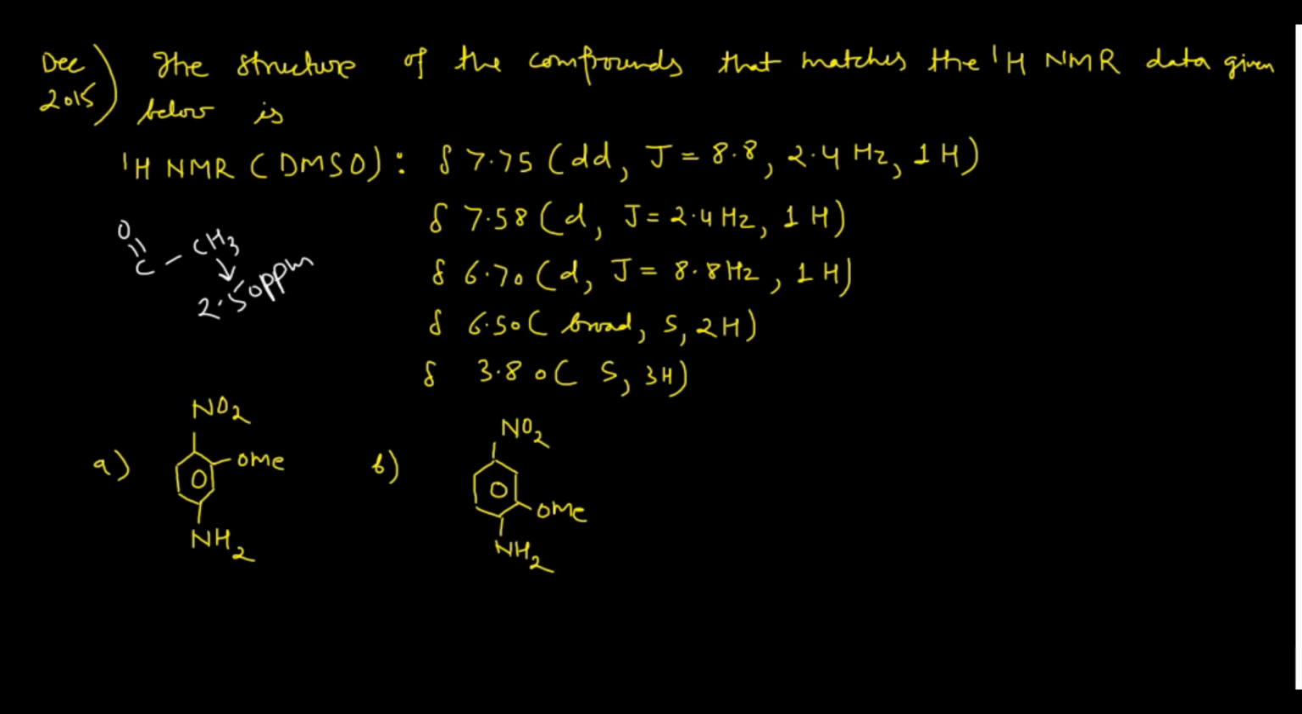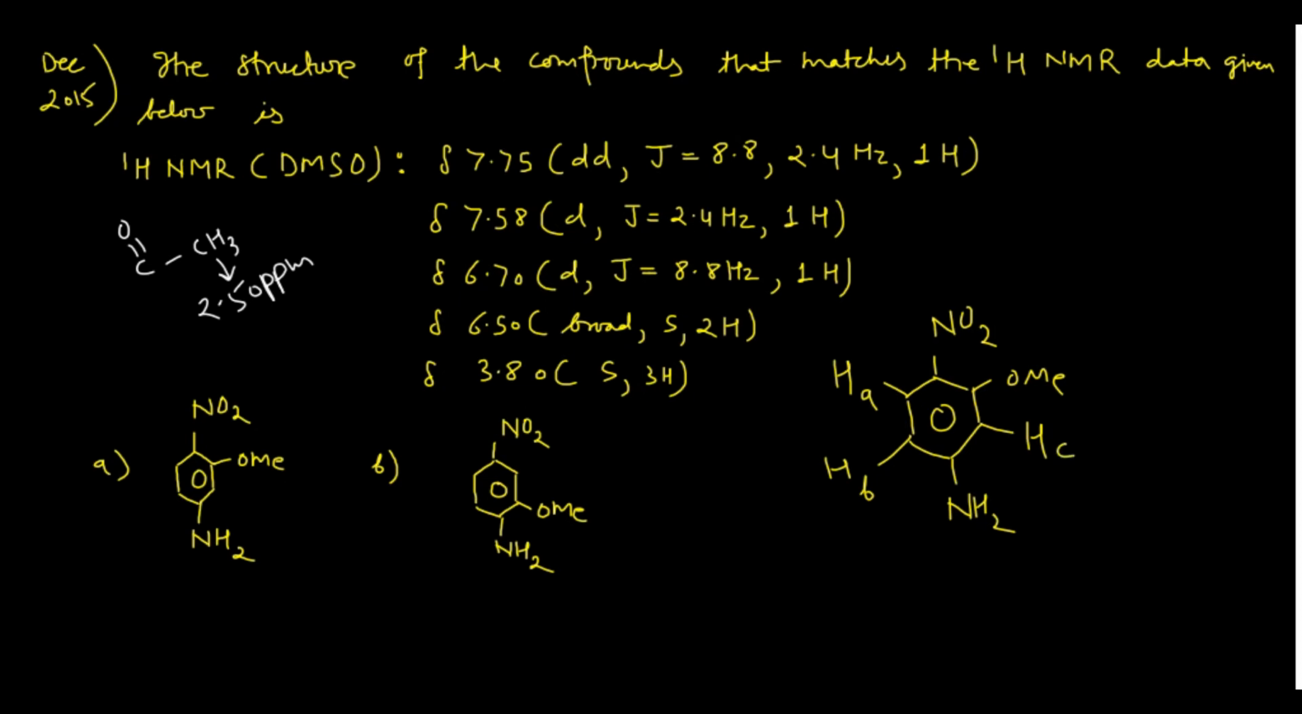Okay, so I am starting with this molecule. So this is my benzene nucleus, this is my NO2, this is my OMe, and this is my NH2, right? Say I have started with this one. So this hydrogen is there, this hydrogen is there, and this hydrogen is there. For simplicity, I can mark this hydrogen as HA, this as HB, and this as HC.